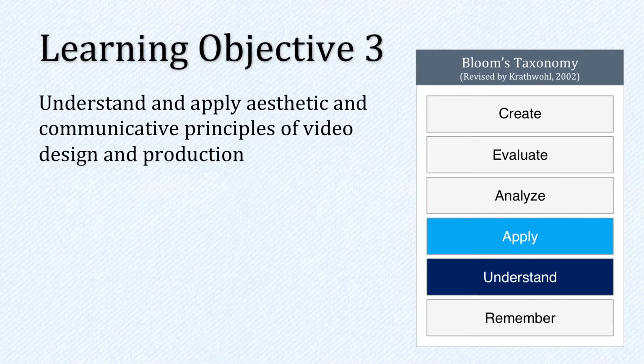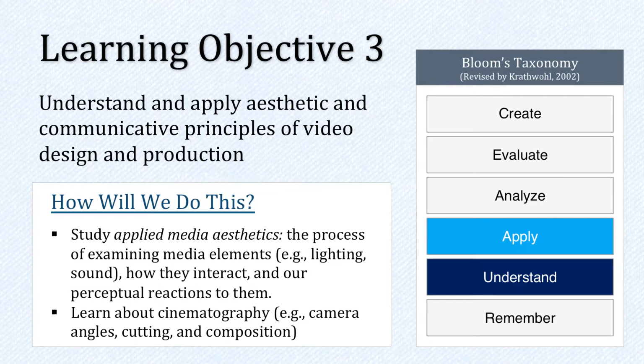Our third learning objective states that we will understand and apply the aesthetic and communicative principles of video design and production. How are we going to do this? Well, we're going to study applied media aesthetics, the process of examining media elements such as sound and lighting, how those elements interact, and how we react perceptually to those interacting elements. In addition, we're going to be learning about cinematography, for example, camera angles, cutting, and composition.